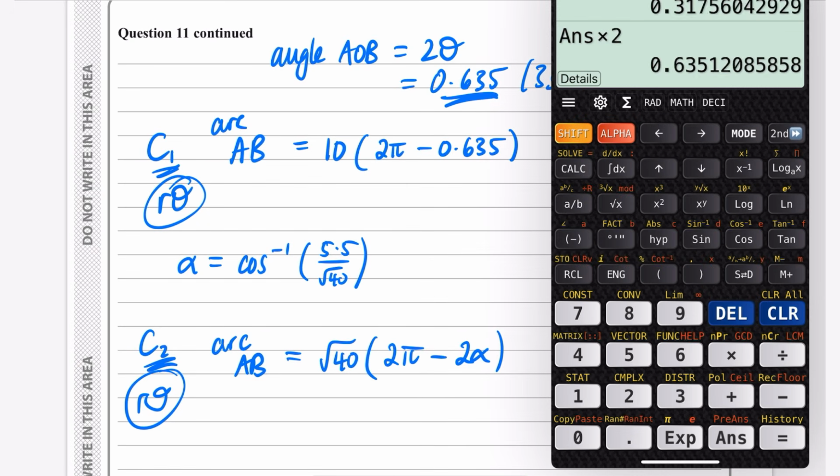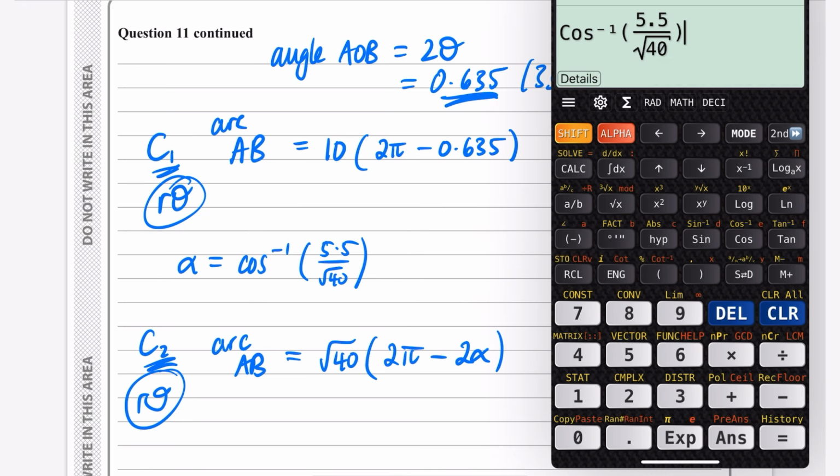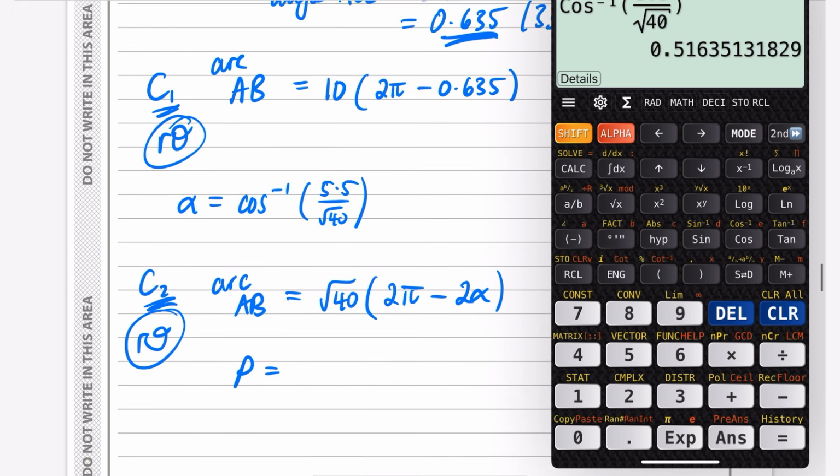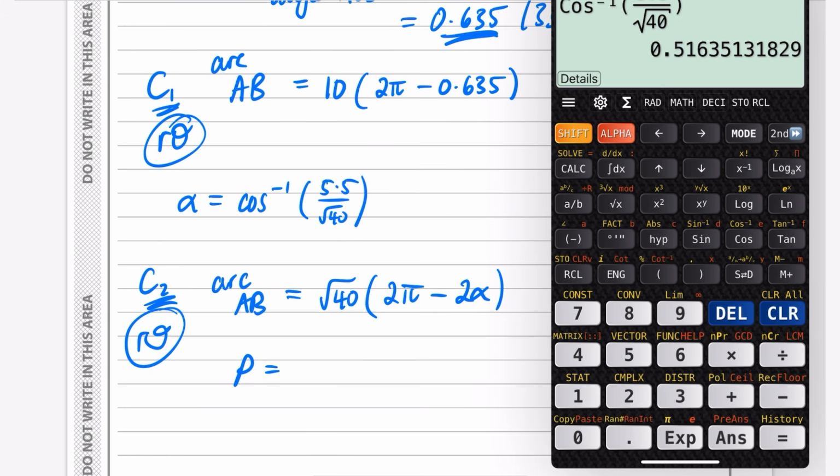So let's just work it out. We're going to do the inverse cos of 5.5 over the square root of 40. That's what alpha is. So I can store that. Shift, store. Oh, I don't know if I'm going to be able to do that. I'm just going to leave it there as my answer button. So I'm going to find out now what the perimeter is by adding both of these things together, okay? So I'm going to say that it is 10 times 2 pi minus 0.635 plus, let's just do it so I can see it all at the same time, plus root 40 times 2 pi minus 2 alpha.